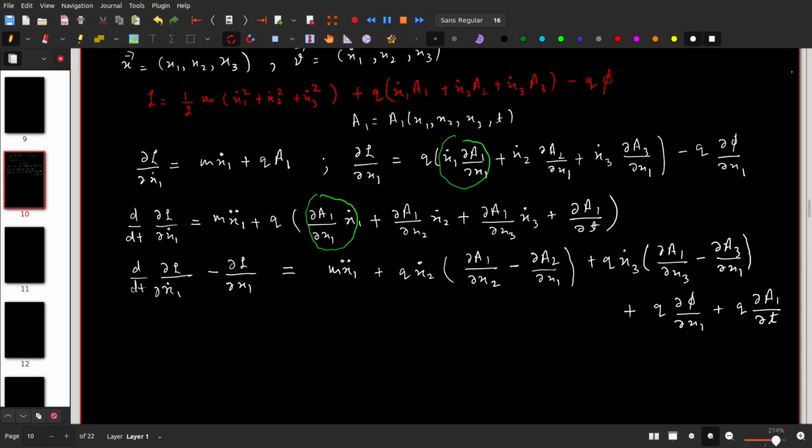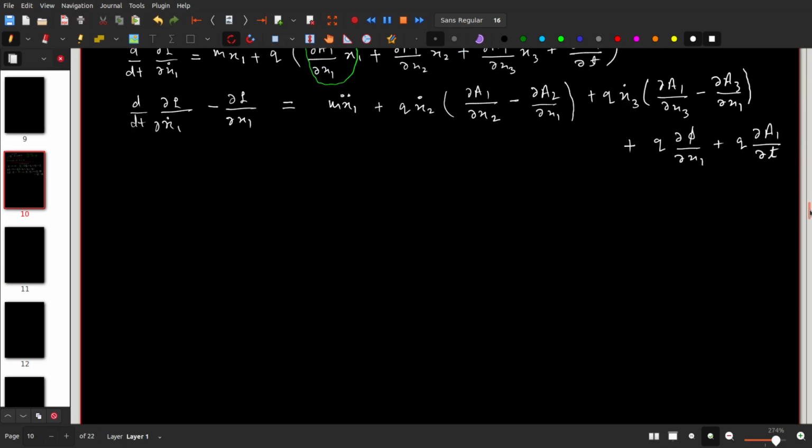So this is now equal to mx1 double dot plus qx2 dot, and if you look at this term, then if we write down the curl of A, i j k, del by del x1, del by del x2, del by del x3, a1 a2 a3.